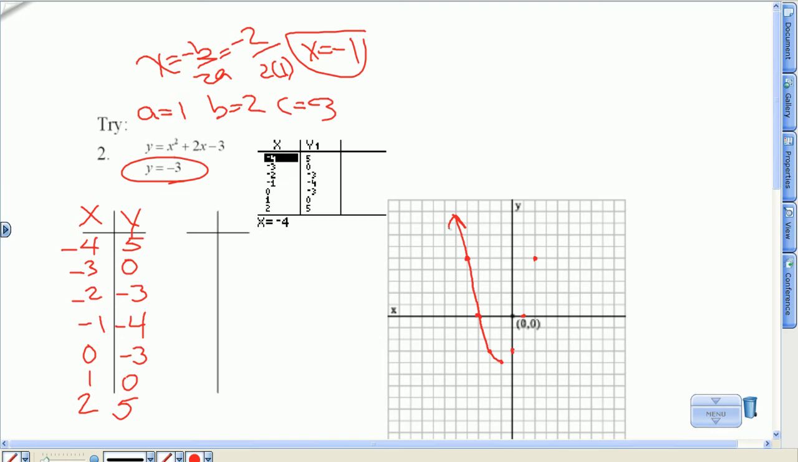Always tough to make them look pretty, but they are beautiful. They represent real world stuff. Quadratic equations do. Okay? So I can label these points. It's easy enough to do now.